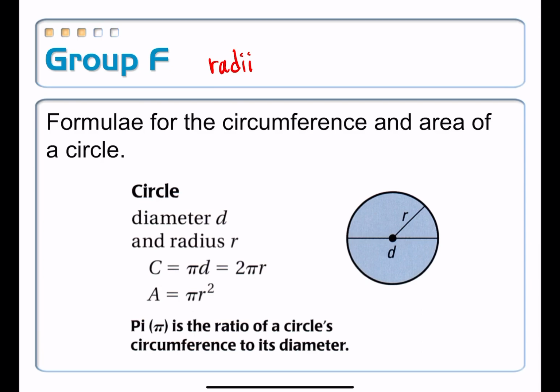Which are they giving us? Are they giving us the diameter? Are they giving us the radius? Or which one of those am I going to be using for a particular problem? Okay, and then finally we have our area formula as pi times the radius squared.